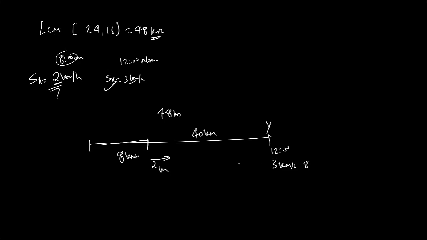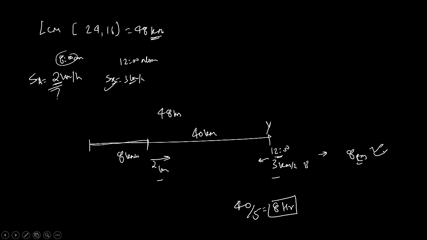Now they are coming closer to each other with the speed of 5. So 40 kilometers by 5, it will take them exactly 8 hours. So 8 hours from 12 is 8 p.m. They will meet precisely at 8 p.m. The value of the distance does not matter even now.